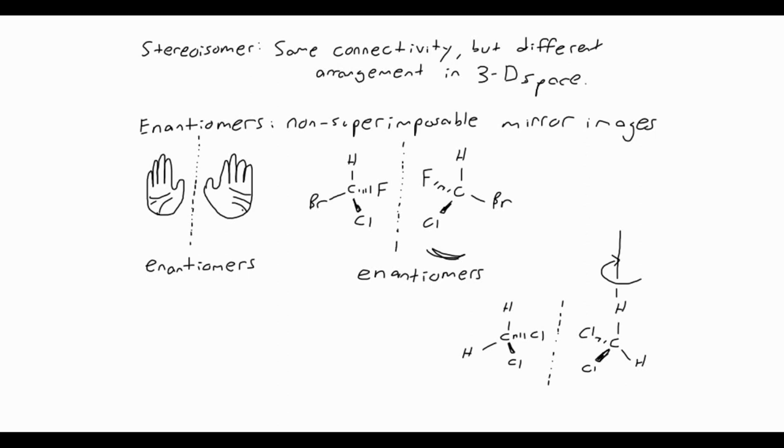So these are not enantiomers, because they're mirror images, but they are superimposable. You can rotate one in order to lay it directly on top of the other molecule. So these are the same compound.